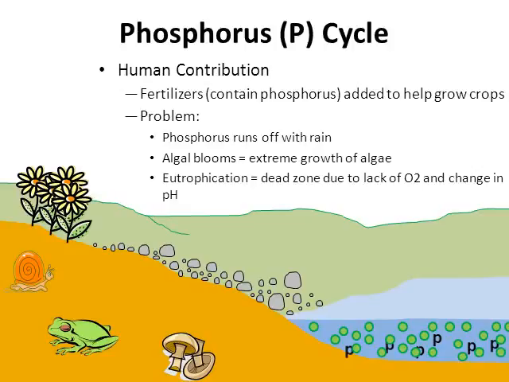Therefore snails die, fish die, and other animals that live in this water begin to die because there's no oxygen. The extreme growth of algae often causes the pH of the rivers and the lakes to change, and that's another reason why the lake can become a dead zone. So the point is that the phosphorus cycle is out of balance, and human contributions are some of the reasons for that.